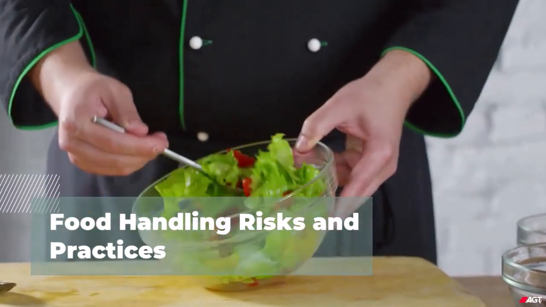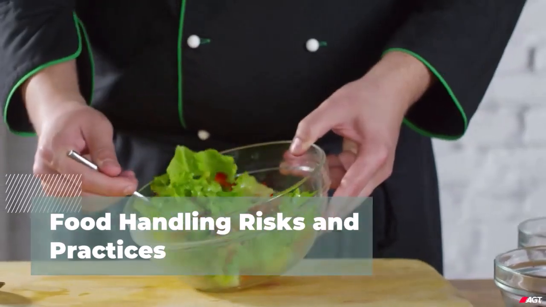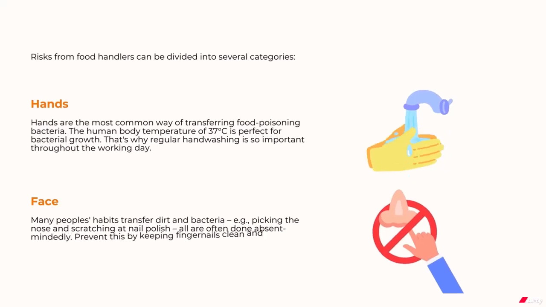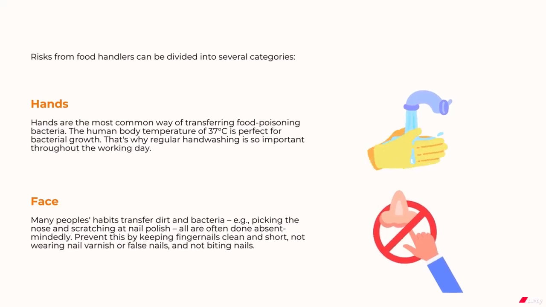Food handling risks and practices. Risks from food handlers can be divided into several categories. Hands. Hands are the most common way of transferring food poisoning bacteria. The human body temperature of 37 degrees Celsius is perfect for bacterial growth. That's why regular hand washing is so important throughout the working day.